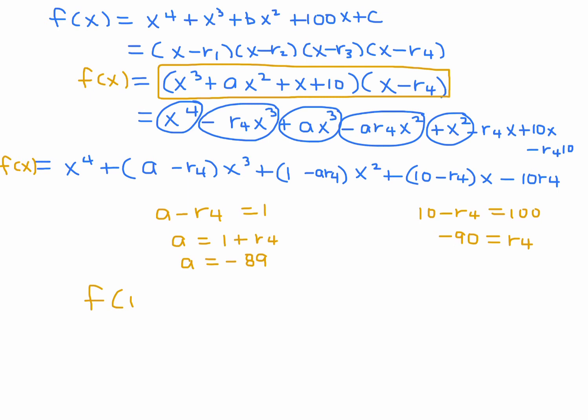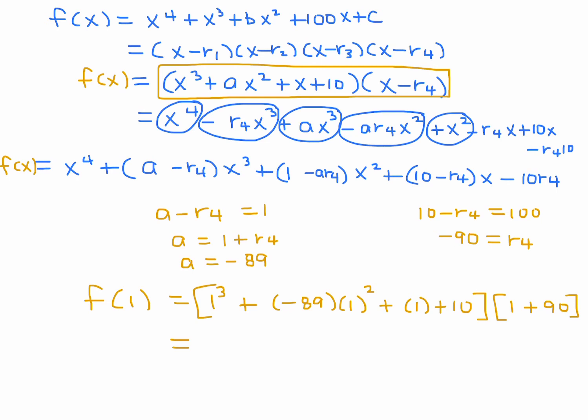So here we go. F at 1 is 1 to the power of 3 plus a, which is negative 89, times x to the power of 2 plus x plus 10. And then all of that multiplied by x, which is 1, minus r4, so plus 90. Yeah, all numbers. So this is 1 minus 89 plus 11 times 91.